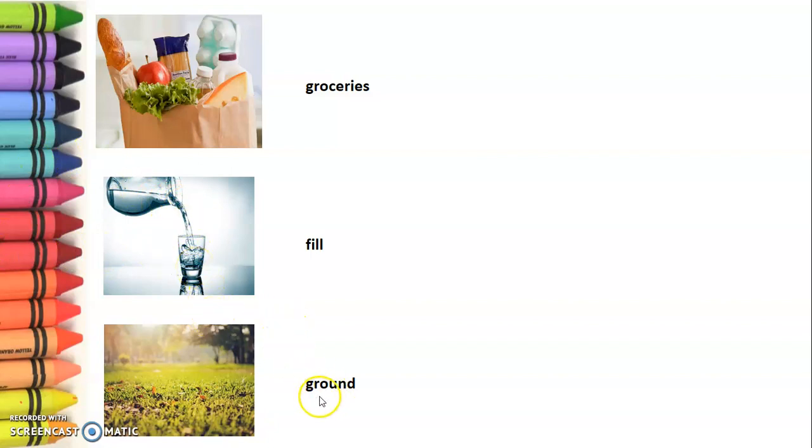Number 18. Ground. The gardens and land that surround a building and often have a wall or fence around them. Well, this is the ground, right?